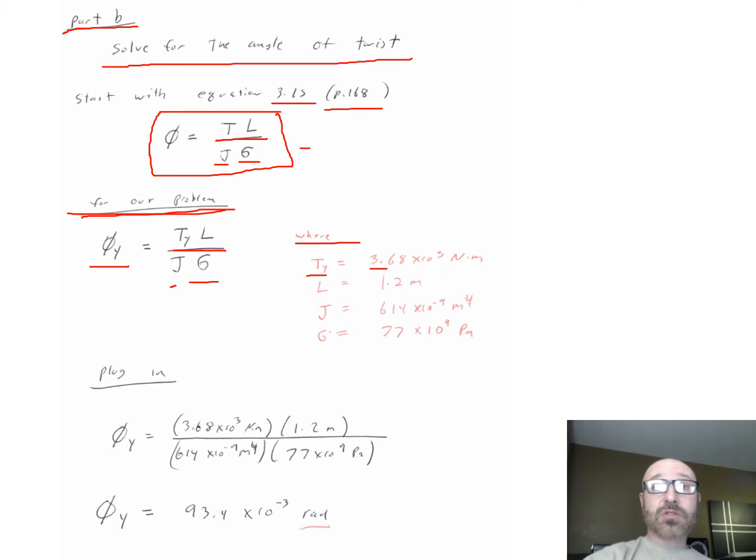That I've solved for, that's 3.68 times 10 to the third Newton meters. I know L is given to me in that initial diagram as 1.2 meters, and that's right from my setup page as well. My polar moment of inertia J I've just solved for, that's 614 times 10 to the negative 9th meters to the fourth. And my modulus of rigidity is given to me in the problem statement as 77 times 10 to the 9th pascals.